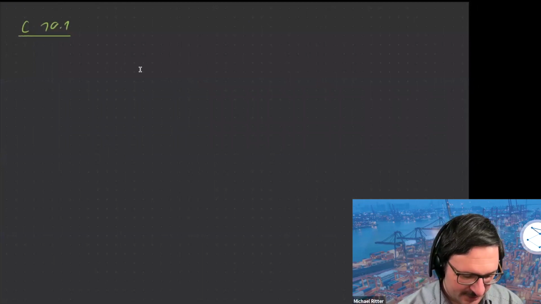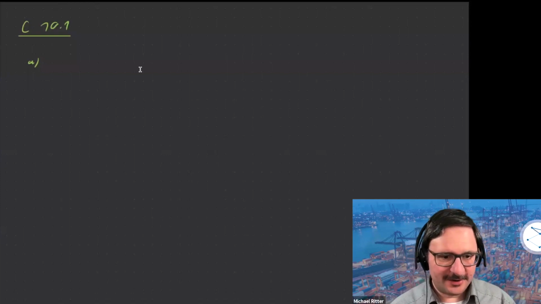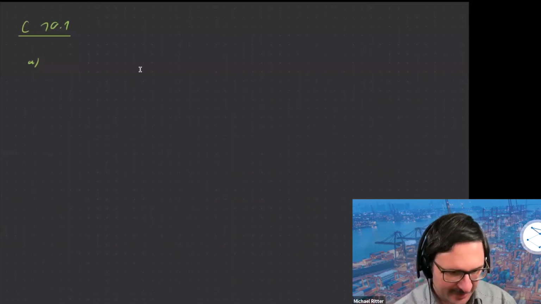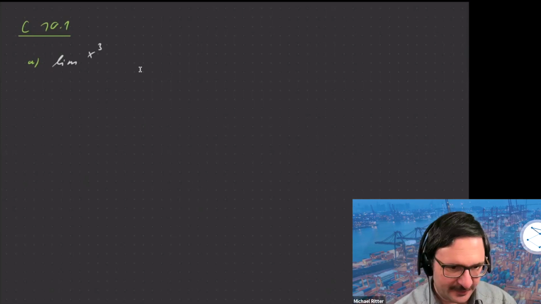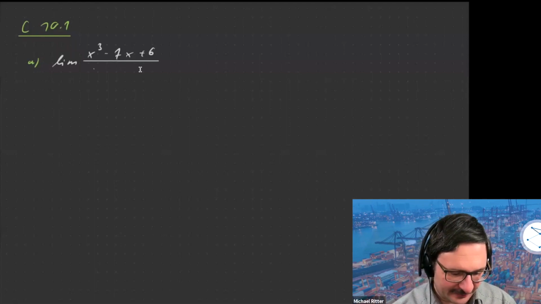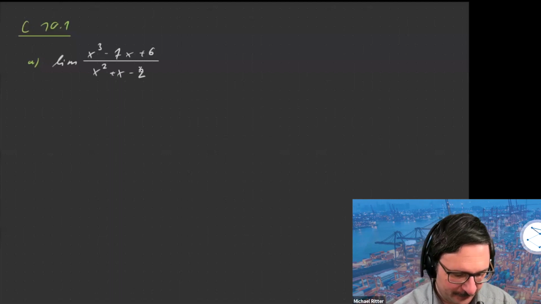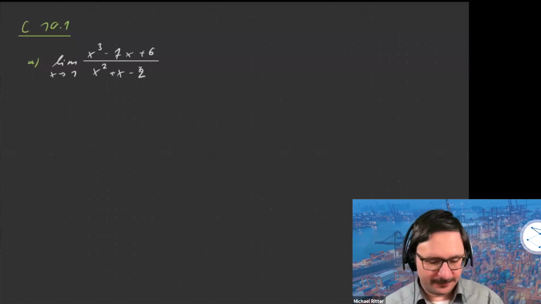Now there's two subproblems here. The first one asks for the limit of a rational function. So we want to compute the limit of the function x to the third minus 7x plus 6 divided by x squared plus x minus 2, and that for x tending to 1.